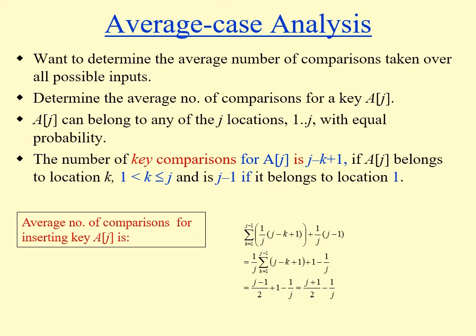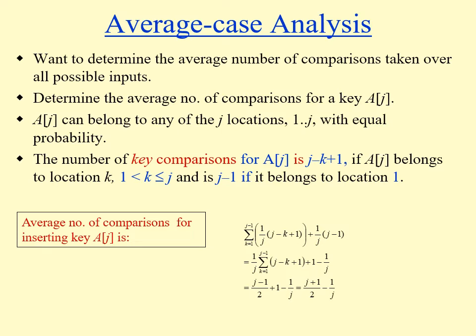So that's the idea. Now we just need to understand that the chance to insert AJ to any of these locations is 1 over J. And then you can think about, for each location, what's the number of operations we need to do, or how many elements need to be moved to the right. So this is next. The number of key comparisons for AJ is J minus K plus 1.